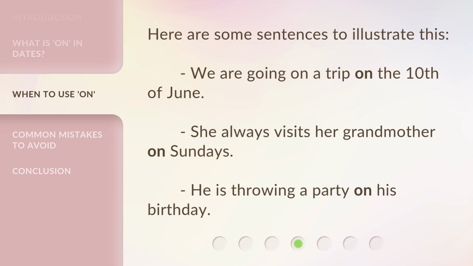Here are some sentences to illustrate this. We are going on a trip on the 10th of June. She always visits her grandmother on Sundays. He is throwing a party on his birthday.